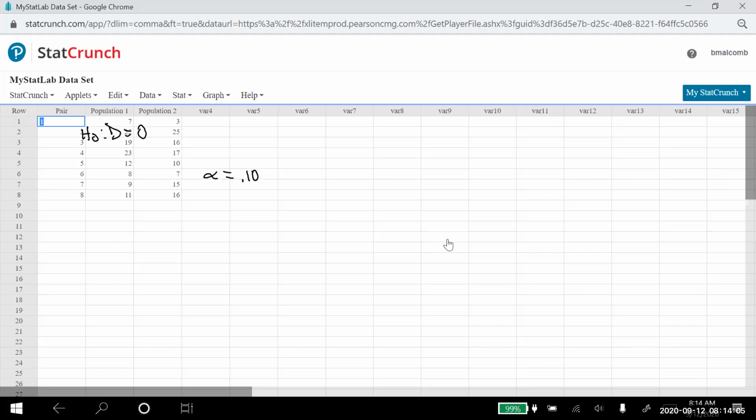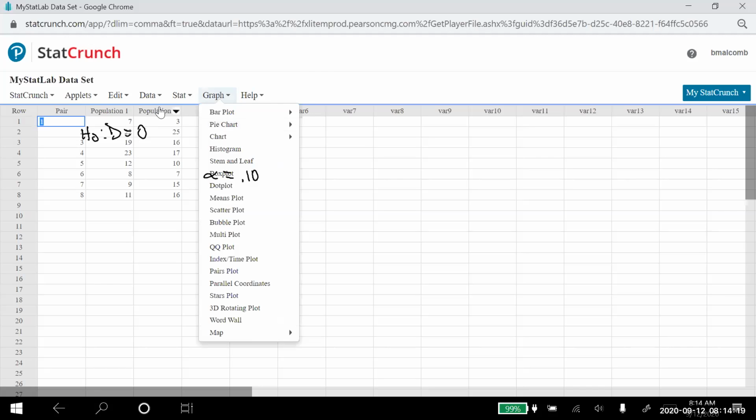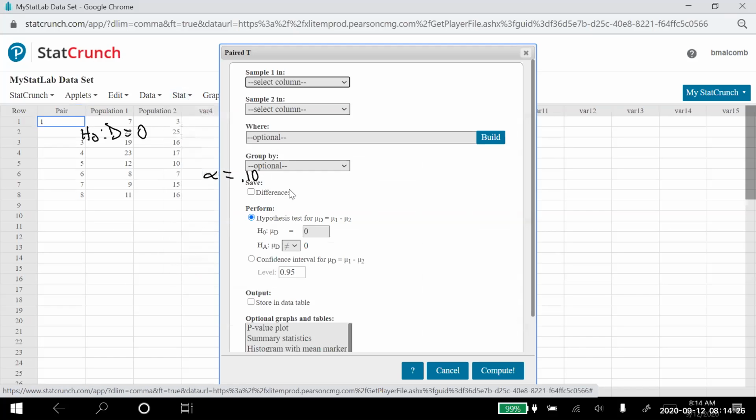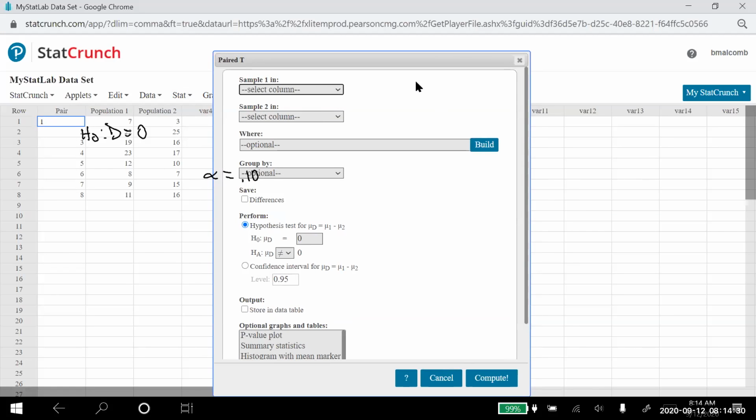So, we would enter the data just like we would in an Excel file. Okay, so I've got the data in there, I've got the pairs. Notice population 1 is listed, they named them for us. So what I do is go into Stat, T-Stats, because it's a t-test, and I go into Paired. It asks, where is sample 1? That's population 1. What about sample 2? Population 2.